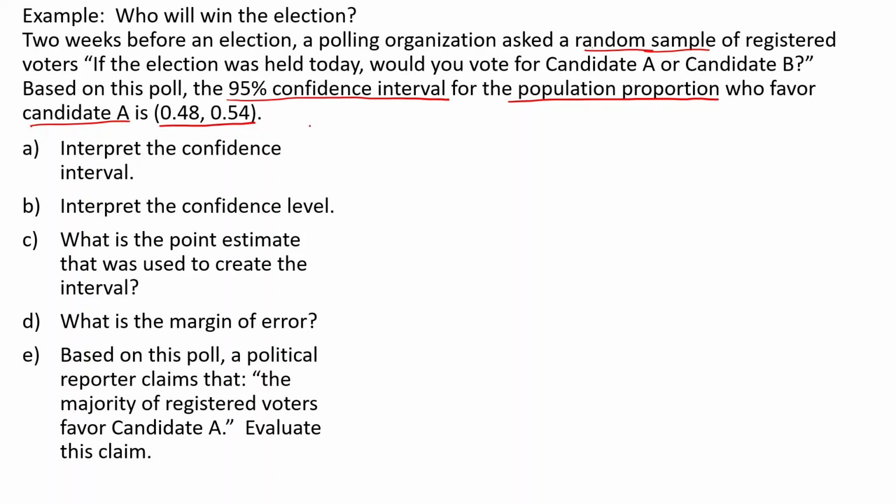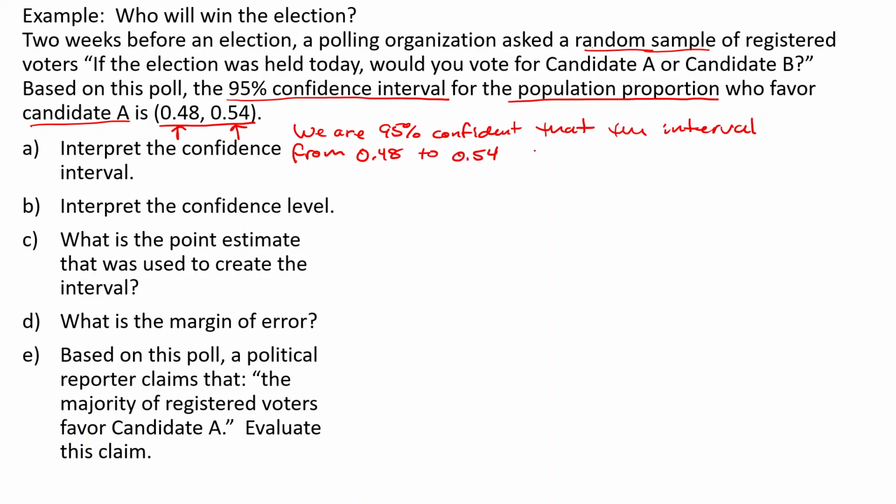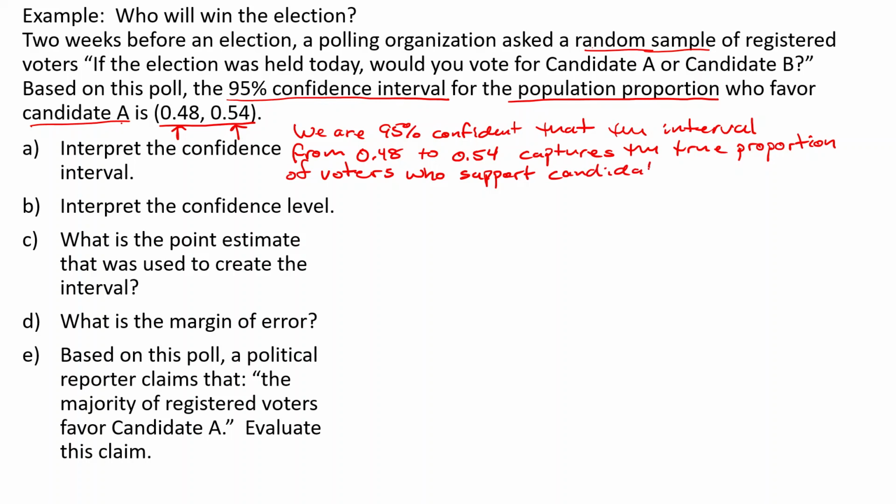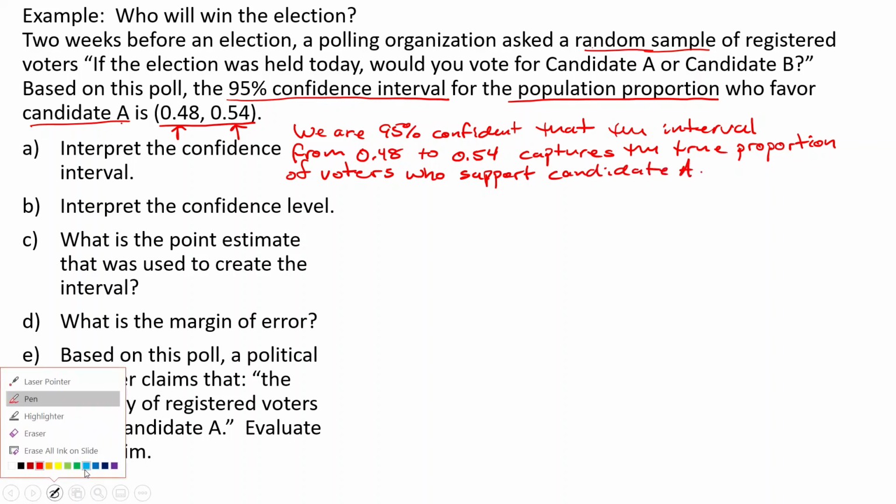All right, so this goes back to our sentence. So our sentence is, we are 95% confident that the interval from, and now we say our lower value to our bigger value, from 0.48 to 0.54 captures the true proportion, or we could say population proportion, of, let's see, who did we sample? Registered voters. So we could just say of voters who support or who favor candidate A. All right, so there's our interpretation of a confidence interval.